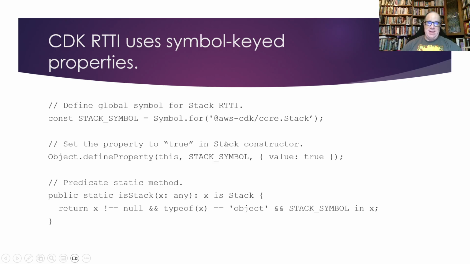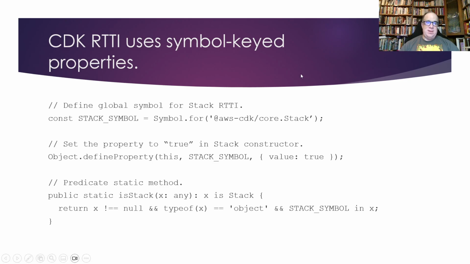Okay, so what the CDK does is they use symbol keyed properties. That is, if you have an object and its properties, usually the names of those properties are strings, like resource type or bucket name. But you can also have properties where the key is a symbol.